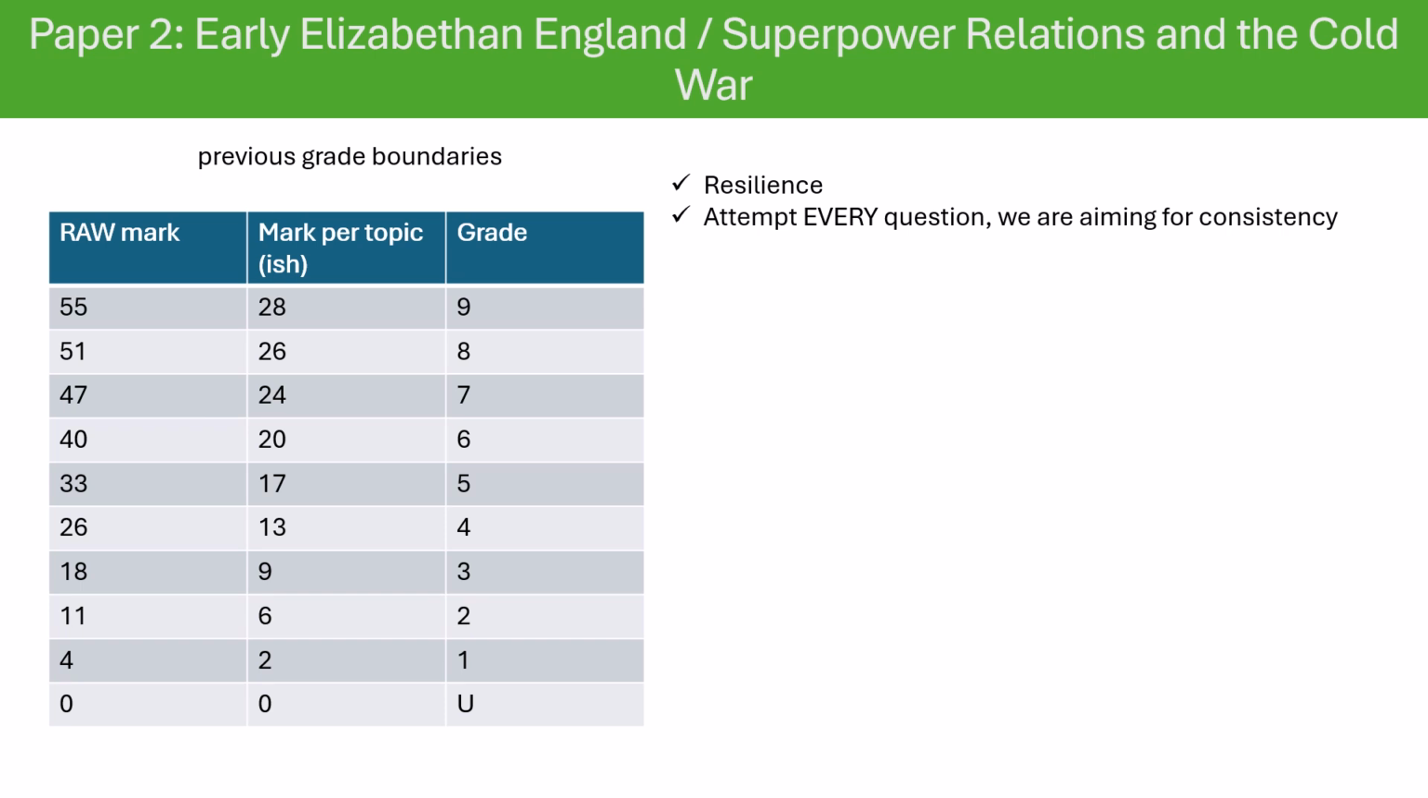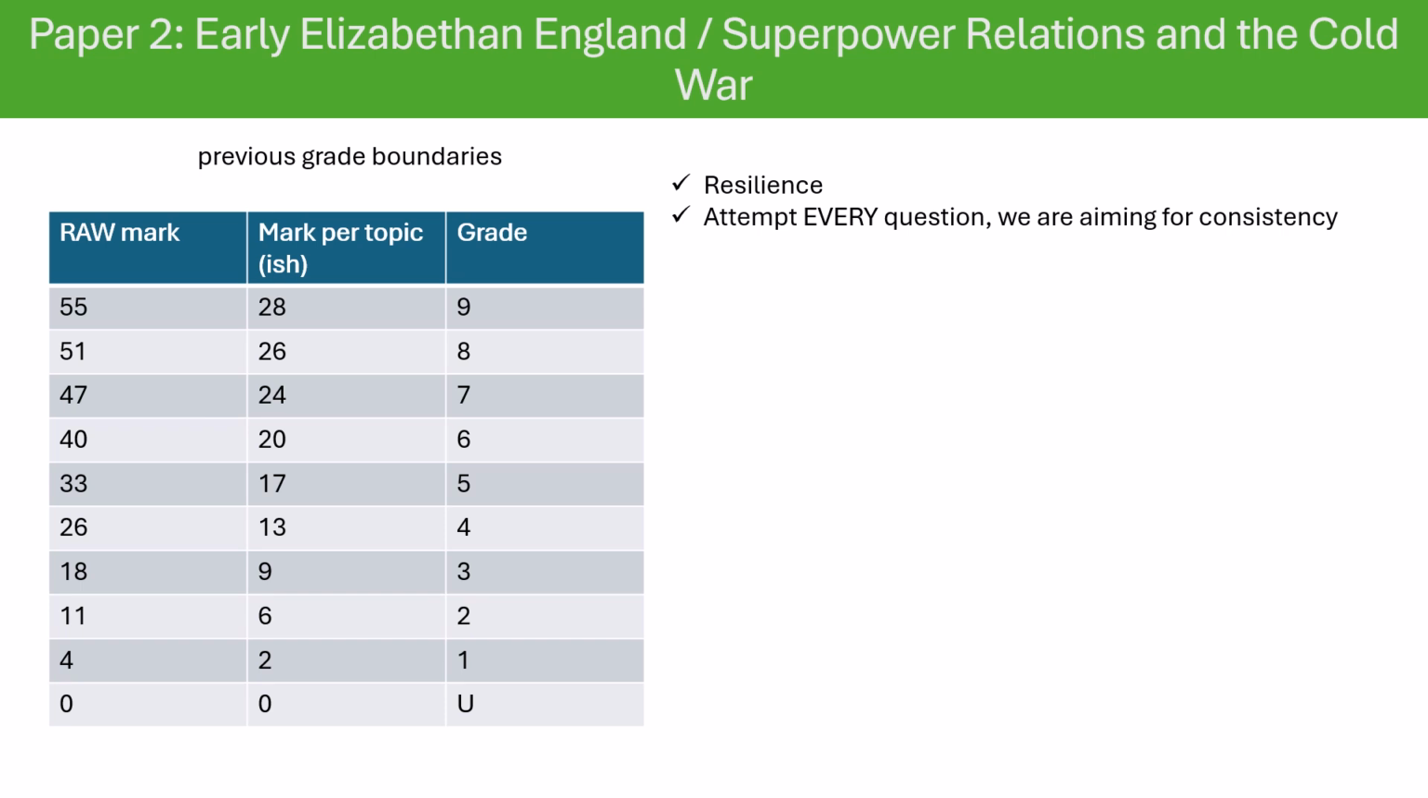And I also want you to have a look at the difference between the grades because as you can see the grade boundaries per topic are about 3 or 4 marks. So therefore every single mark counts, because you could only be looking at 3 marks away from your next grade boundary.